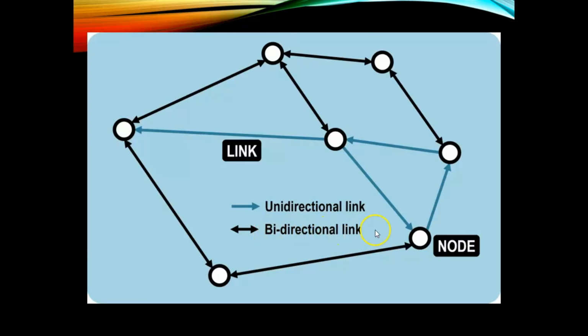But a bidirectional link, from the word bi, means two. That means it's a two-way, and we can see it is denoted with the black color. For example, within this node and this node, we can see there can be a movement from this node to this node, which has this arrow sign here, and there could also be a movement from this node back to this node, which has this arrow sign.